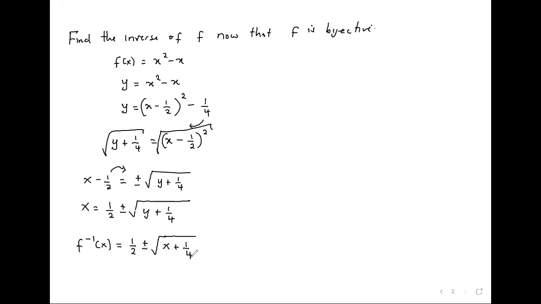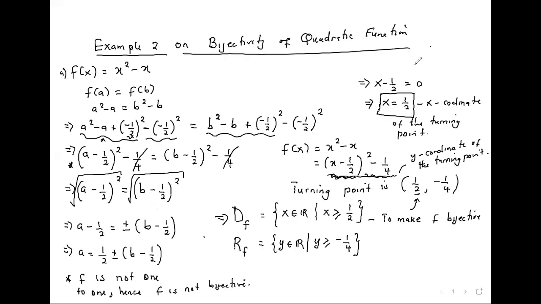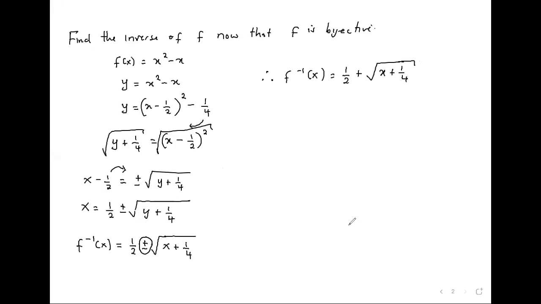The reason why we restricted the domain was to remove this plus or minus. This is the main reason why we had to restrict the domain. So now we'll say, therefore, our inverse is going to be half plus the root of x plus 1 over 4. Because I picked the greater or equal to 1 here. So this is how it becomes funny. If I pick the less or equal to, then I was supposed to pick the minus. If I pick the greater or equal to, then I pick the plus. So this is the inverse.